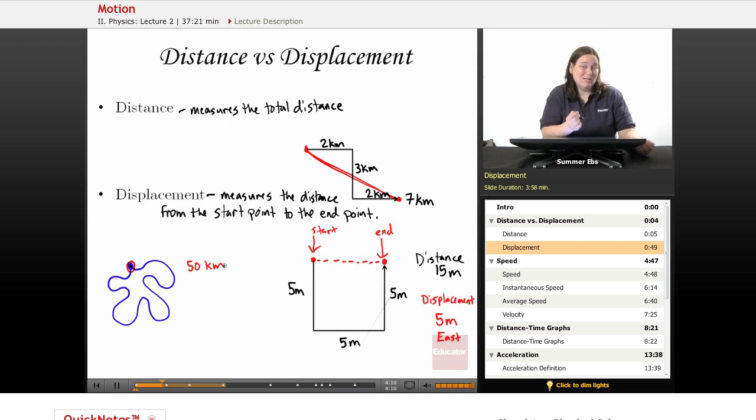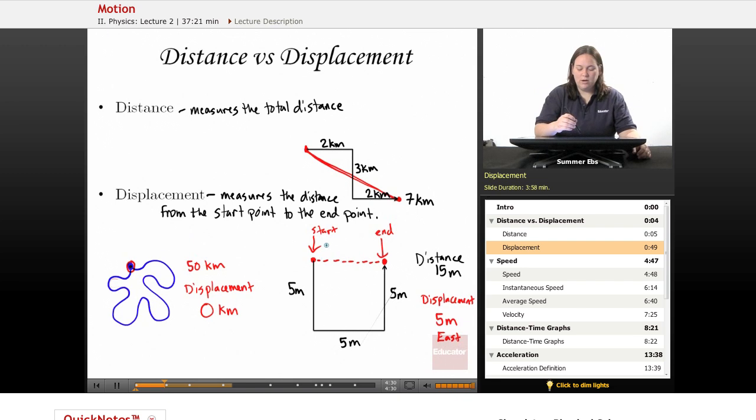However, your displacement, since you started and ended in the same spot, is 0. And it was kilometers. 0 kilometers, no direction, because you started and ended in the same point. You haven't actually been displaced. You ended up where you started.